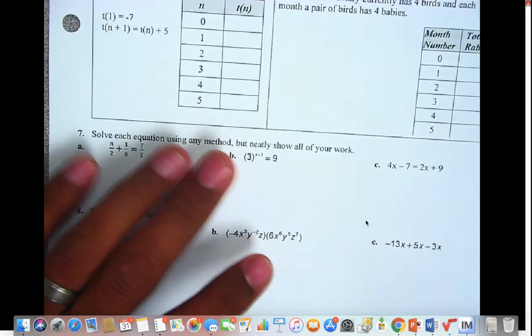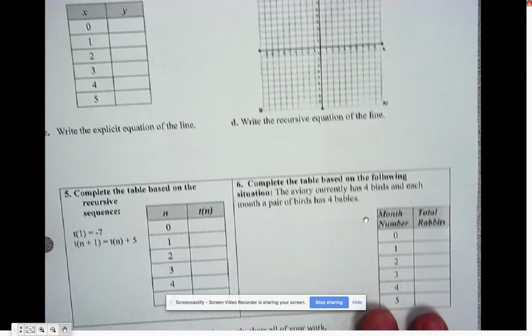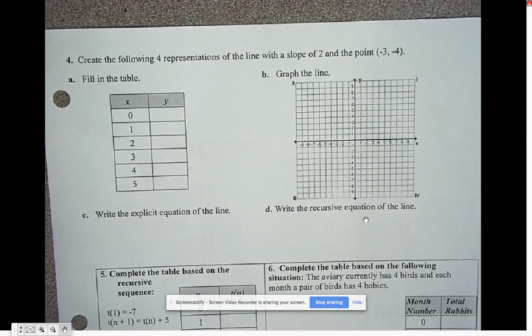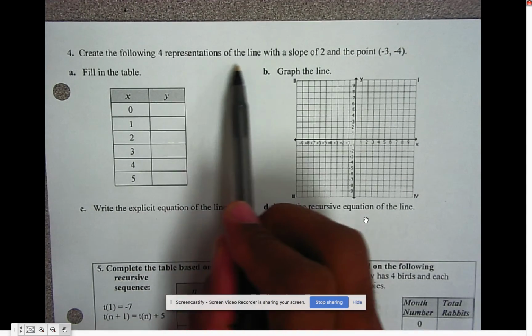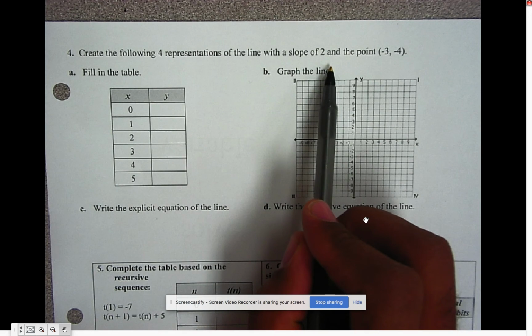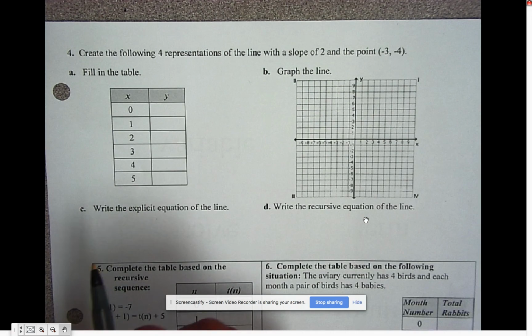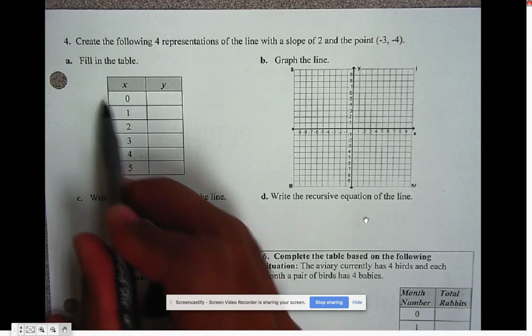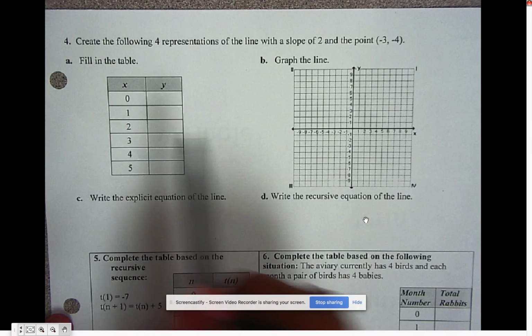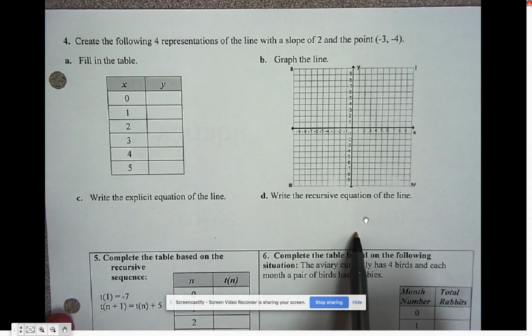All right, so now we're on page 2. Okay, so page 2, we're going to start here at the top. You need to create the following 4 representations of the line with the slope of 2 and point (-3, -4). Okay, so these are the 4 representations. First, you're doing a table, a graph, an equation, and then a recursive equation.